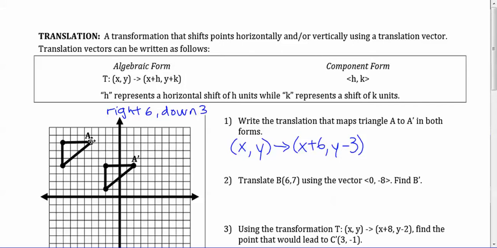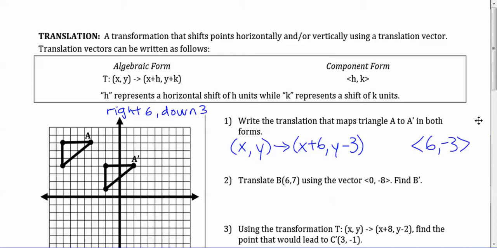So for instance, the point here was at -4, +7, and now it is at +2, +4. So the x has increased by 6 and the y has decreased by 3. If I wanted to write it in component form or vector form, depending on where you learn it, you can just write the 6 and the -3 like this.